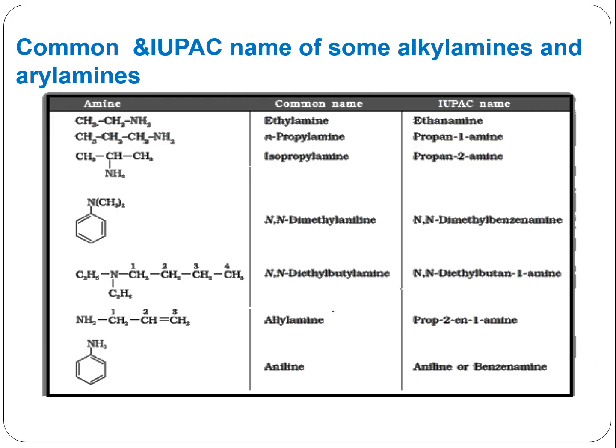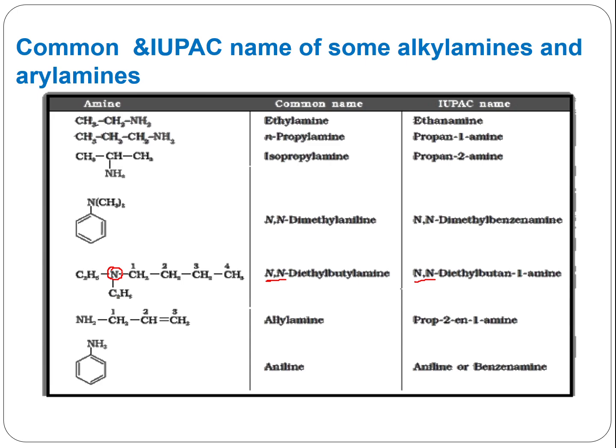The tabular column is also given in the textbook. If the amine group is present on the carbon chain, then the position is given. For example, here the second one is propane-1-amine and the third one is propane-2-amine. If the alkyl groups are present on the nitrogen, where the hydrogens are substituted, then we have to use the prefixes N,N both in the common name and the IUPAC name.